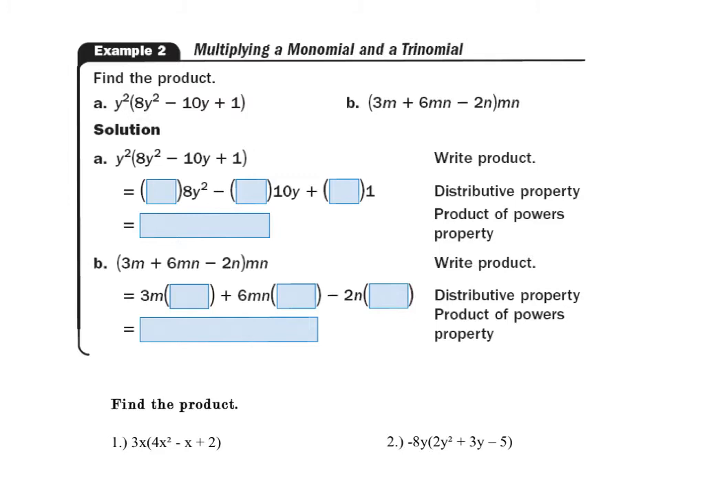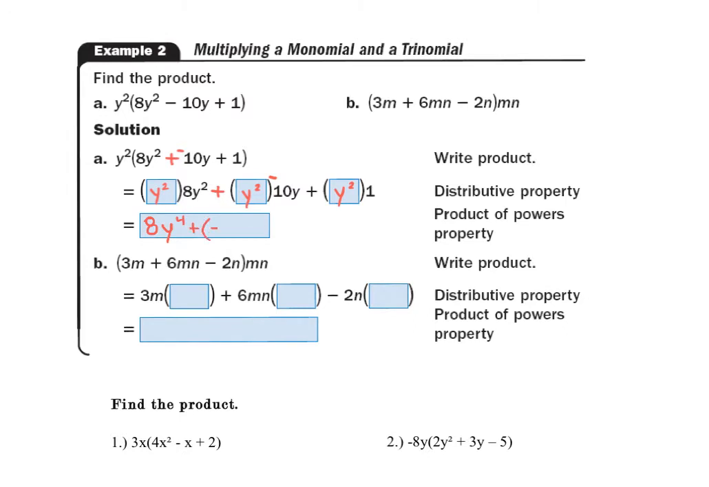So, as we look at a, y squared is the monomial, so that's what's getting distributed. That's what we are multiplying by the other terms in the parentheses. Just like always, I am going to keep change. I'm going to make that plus -10y, because I don't want to lose that negative sign. And I'm multiplying each term by y squared. All right, so in the first set of terms, I have 8y to the 4th power, because y squared times y squared is y to the 4th power.